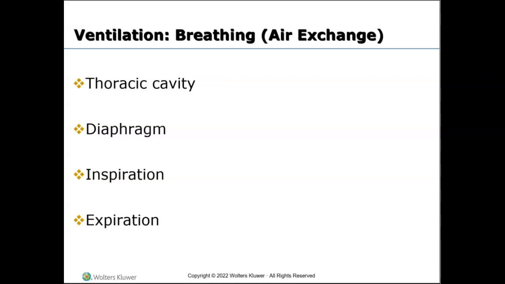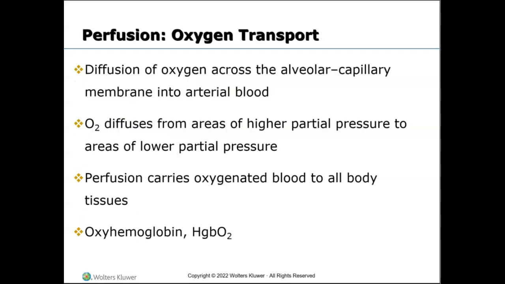And then we have expiration, which is the relaxation of the diaphragm. So we have the movement of the chamber floor upward. We have relaxation of our external intercostal muscles, increasing intrathoracic pressure, causing a positive pressure, and air will exit the airways, deflation and elastic recoil of the lungs. So there you go, breathing in and breathing out. A little review from A and P.